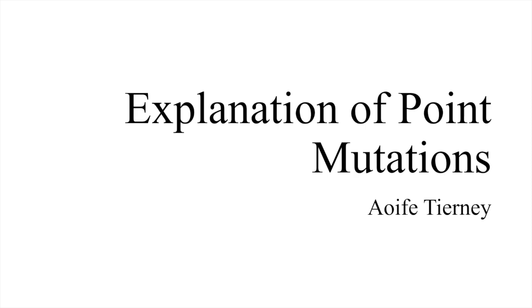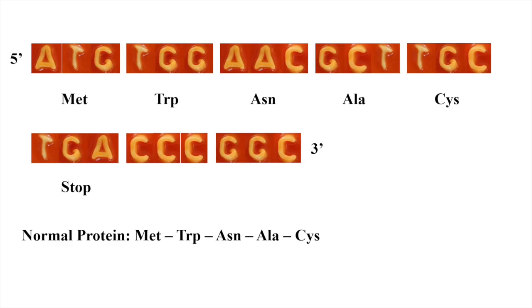Through the introduction of a single nucleic acid mutation in a given sequence, this video will describe a number of point mutation examples. This is the given DNA coding strand sequence spelt out using alphabet spaghetti from my breakfast. When transcribed to mRNA, all the thymines will be replaced by uracil, and following this, translation will occur.